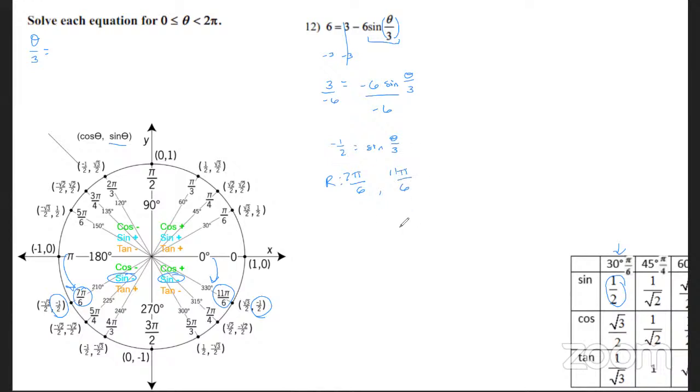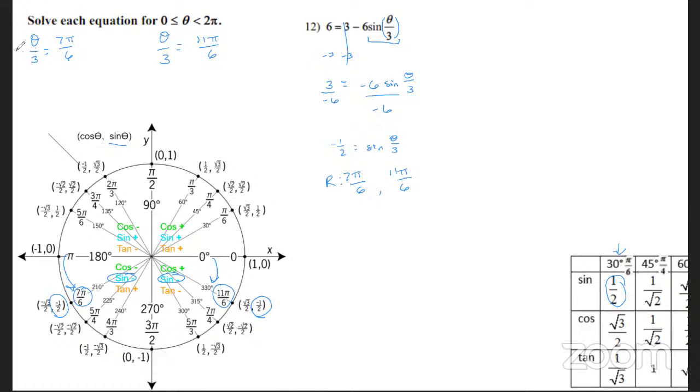Now that is not our final answer, because remember it is the sine of theta over 3 that gave us -1/2. So it's the sine of 11 pi over 6 that gives us -1/2. So this theta over 3 is going to equal 11 pi over 6 or equal 7 pi over 6. Let's do both of those over here. Theta over 3 equals 7 pi over 6, and theta over 3 equals 11 pi over 6, and we're going to solve for theta.